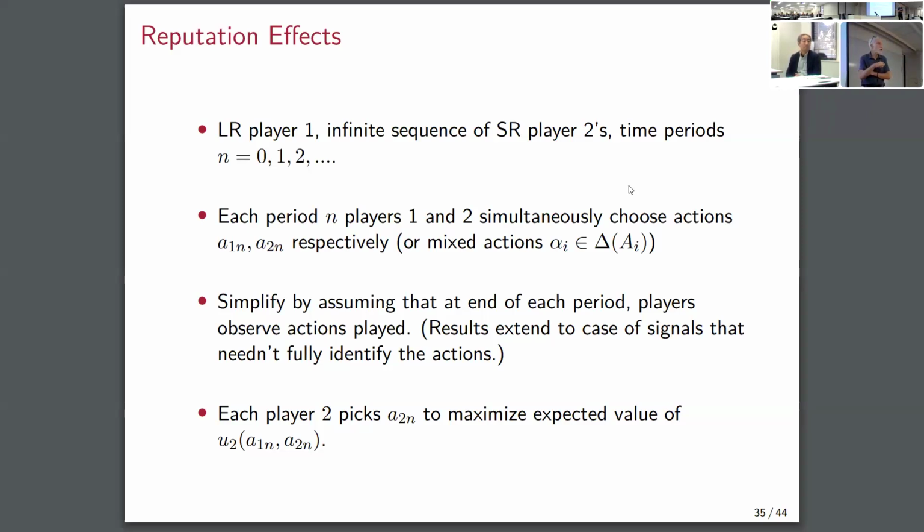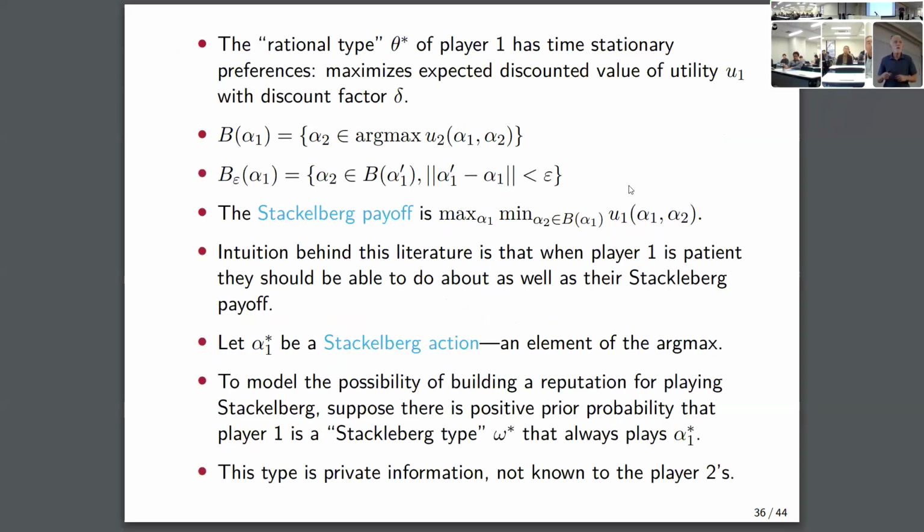The player twos are short-run players, so they're myopic. Each day, the short-run players do whatever maximizes that period's payoff, given what they think player one is going to do. For people who know this, it is a generalization of a result of Kreps and Wilson and Milgrom and Roberts, that you can get a reputation for playing like a given type if it's in the support of the prior. They do this in very special cases, with strong assumptions. Levine and I had an 89 paper to prove this for the case of reputation for playing a pure action.